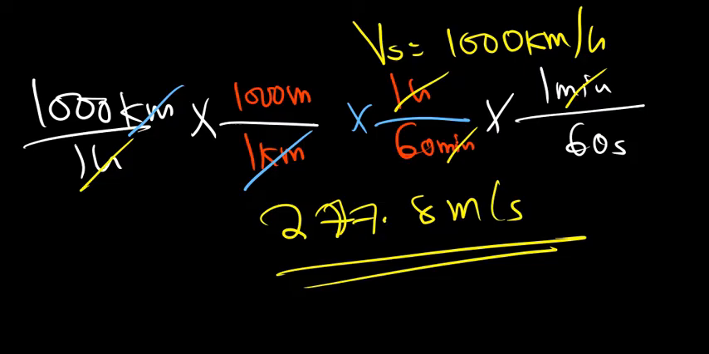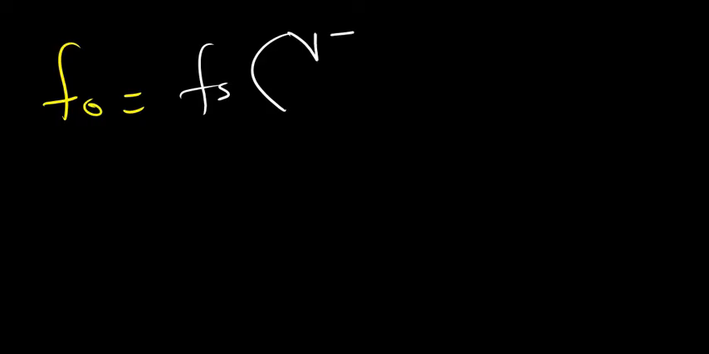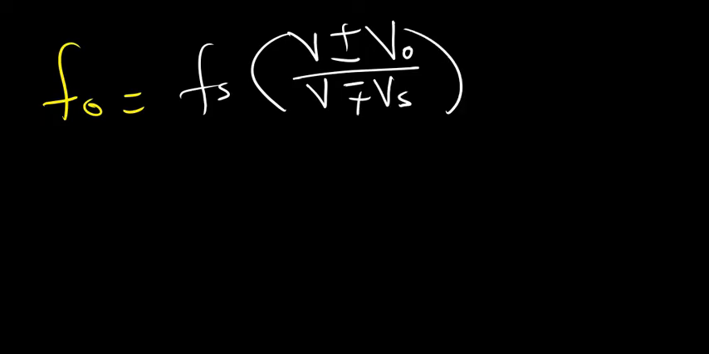Now, let's talk more about this formula. We are saying VO is equal to VS, open brackets, V plus or minus VO, over V minus plus VS. Let's talk more about this formula. How can I know that here the velocity of the observer is positive or here the velocity of the observer is negative? How can I know?